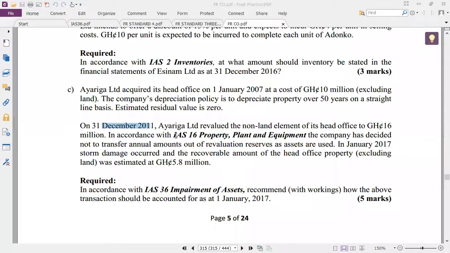Sorry, I thought I was looking for the revaluation gain or loss. Let's quickly go to the revaluation. But that's what we are treating. It's not getting a revaluation gain or loss. So I said that on 31st December 2011, IRGA Limited revalued the non-land element of the head office building to 16 million. 16 million is the revalued amount, right? So let's look up the revaluation gain or loss. The heading will be revaluation gain or loss. Start with the revalued amount.